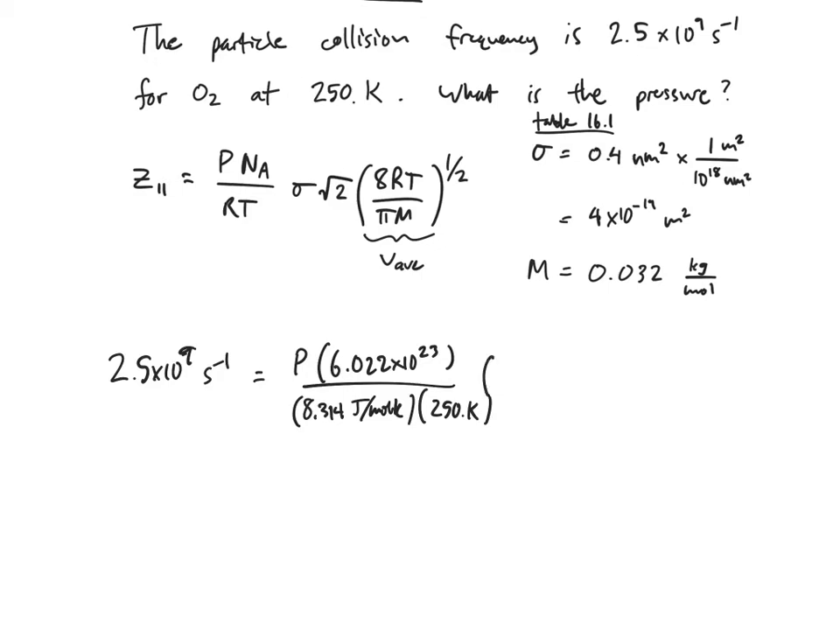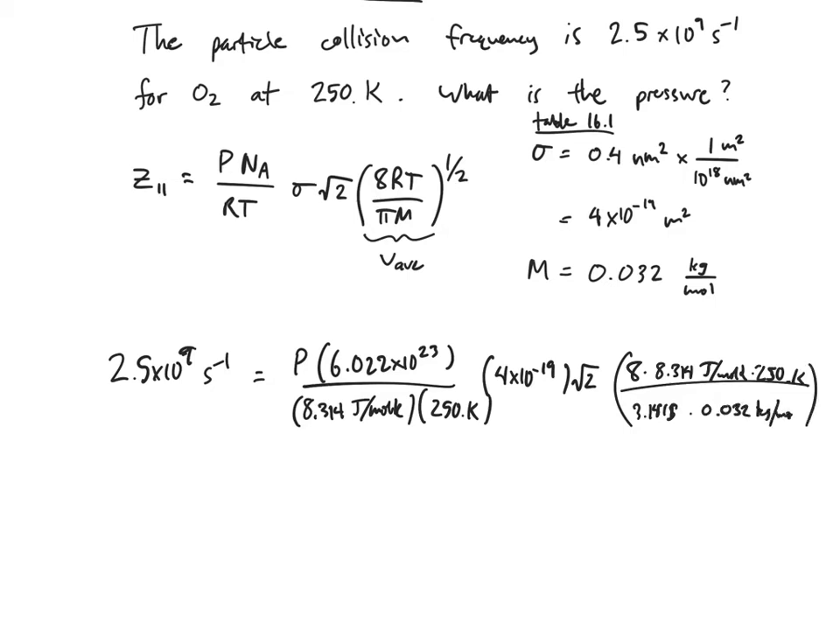Particle cross section, 4 times 10 to the negative 19, square root of 2. And then here, 8.314 joules per mole Kelvin times 250 Kelvin divided by 3.1415, that's pi, times 0.032 kilograms per mole. And then this is to the 1/2 power.